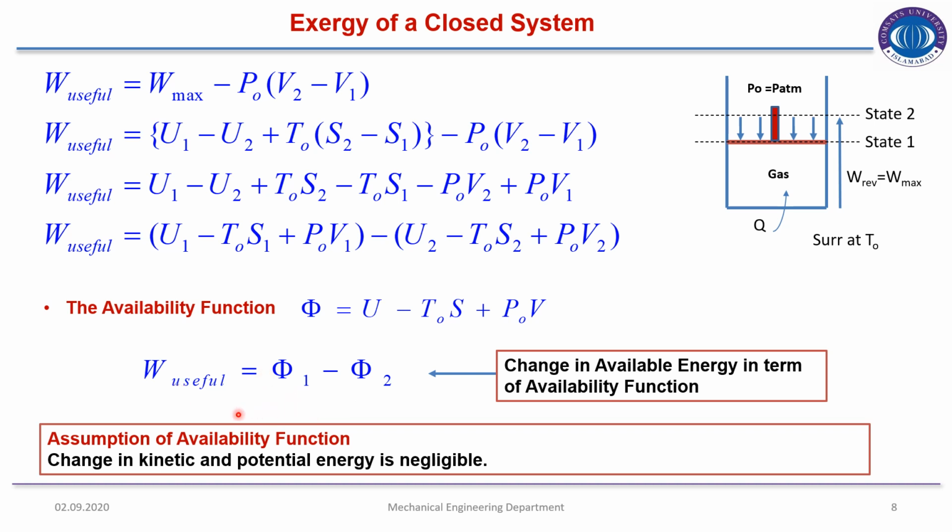The assumption for the availability function is that the change in kinetic and potential energy is negligible. So you will only use that relation when the change in the kinetic and potential energy is negligible. We will discuss in detail, when we solve the numerical problems as well, how we'll use these relations to solve our problem.